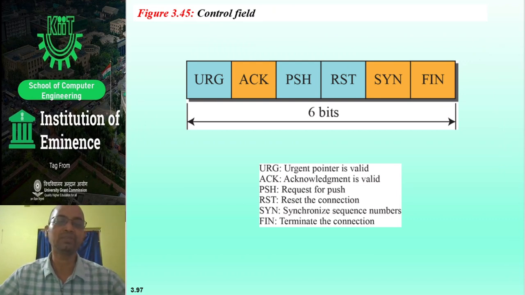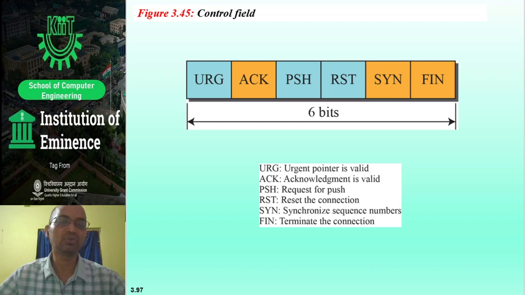Whenever we have to use the urgent pointer field in the TCP header, you have to set the urgent pointer flag to 1. The urgent pointer identifies the starting address of the data where urgent data is placed. Like that, acknowledgement: if the acknowledgement is piggybacked in the data packet, then the ACK flag should be set to 1. That means there is no need to send a separate acknowledgement packet. It can send the acknowledgement along with the data packet by setting the flag to 1.